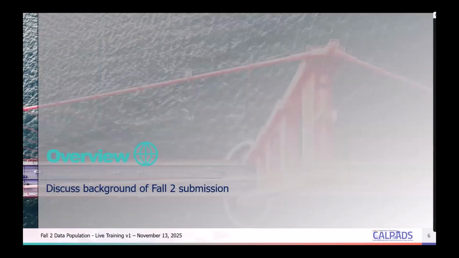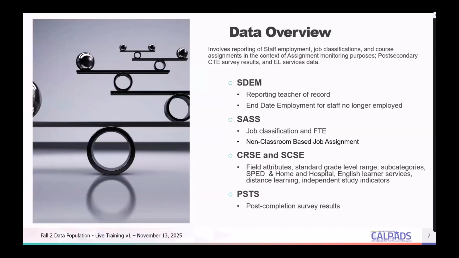So first, we'll go ahead and start with some general information related to the Fall 2 submission. I'll start with a quick overview of the file types submitted during the Fall 2 reporting period, and the key points we'll be covering for each. First up will be the staff demographic, the SDEM file. This is where you will report your teachers of record and close out employment records for staff who have retired or left your LEA.